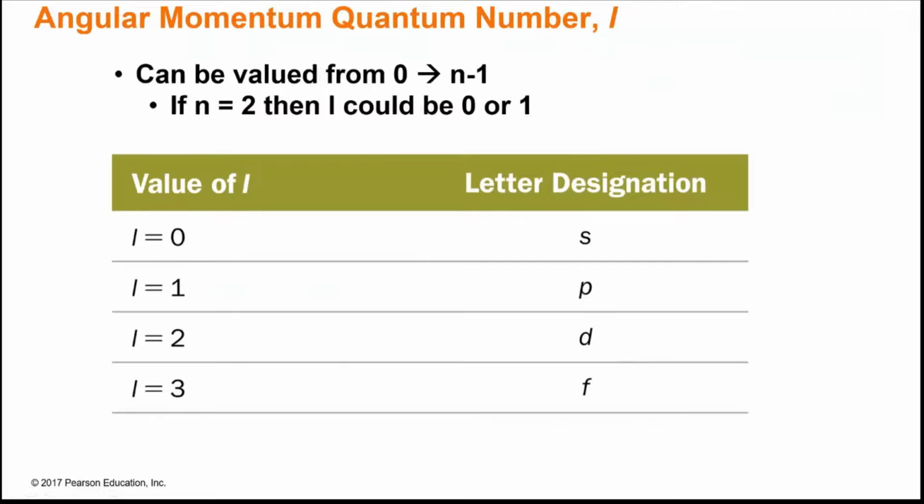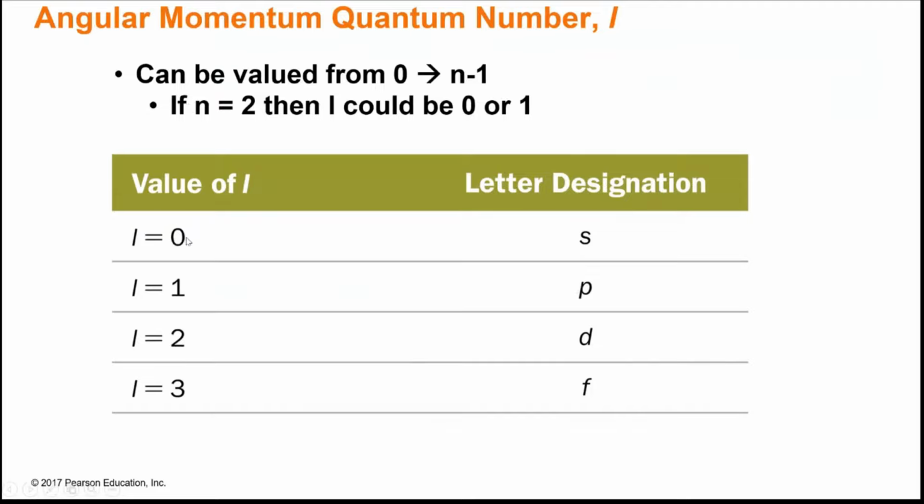And the quantum number L represents the subshell that the electrons are in. L equals 0 is S. L equals 1 is P. L equals 2 is D. L equals 3 is F. So it goes S, P, D, F.